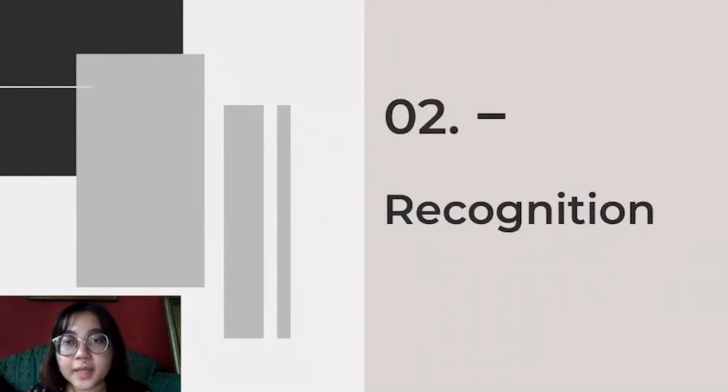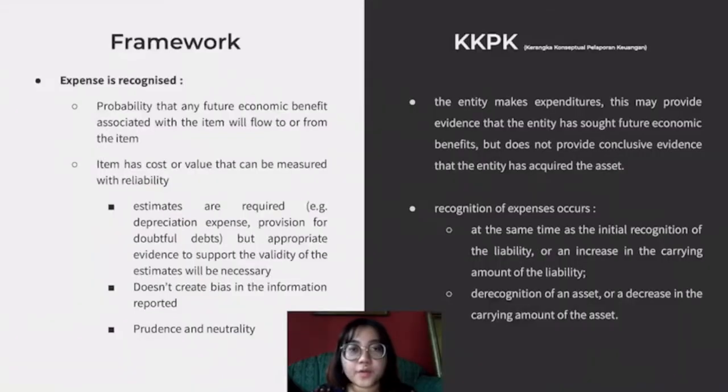Next, I'll be explaining the recognition of expense under the framework and KKPK. So, under the framework, expense is recognized when there is a probability that any future economic benefit associated with the item will flow to or from the item. And then the item should have a cost or value that can be measured with reliability, in which estimates are required, for example depreciation expense and provision for doubtful debts, but appropriate evidence must be available to support the validity of the estimates that are necessary.